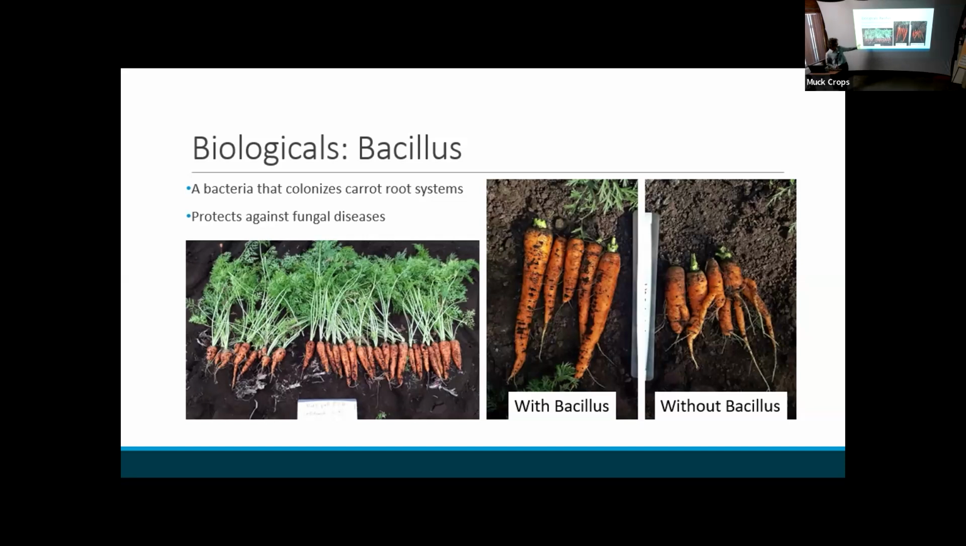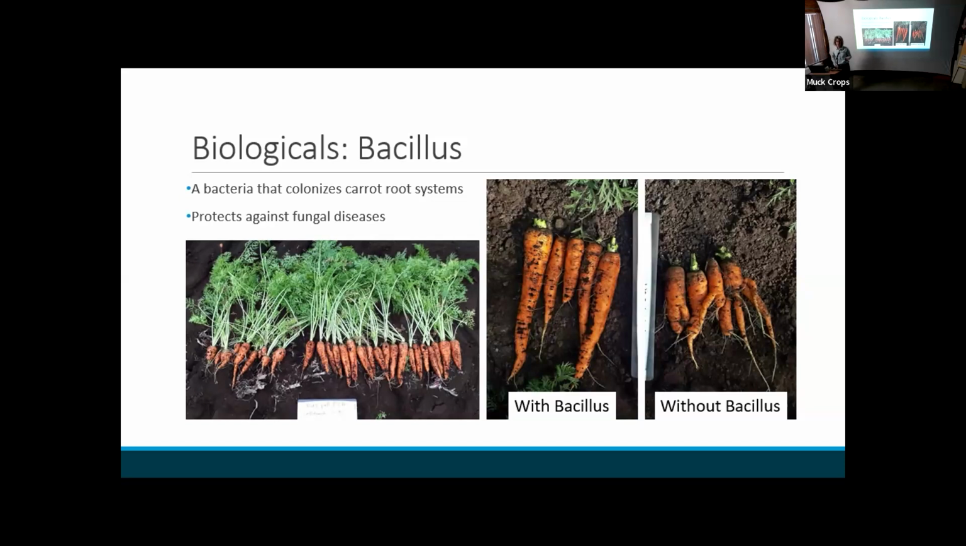In this case, you can see that there are some marketable ones, but there are still some culls in the mix. This was from a section that was treated with Bacillus. So again, it's not a silver bullet. It's not the solution. It needs to be used in conjunction with other products.